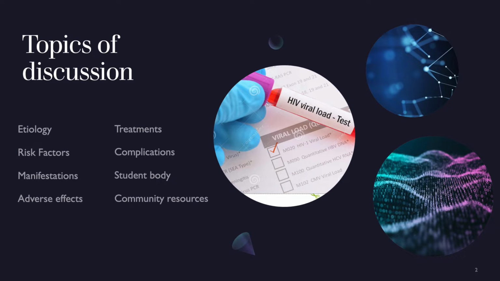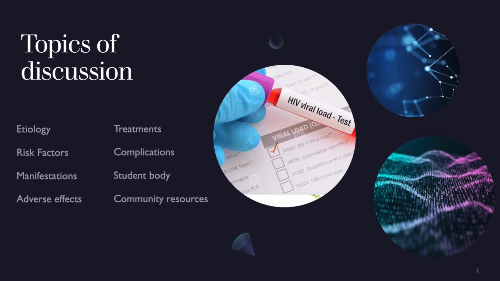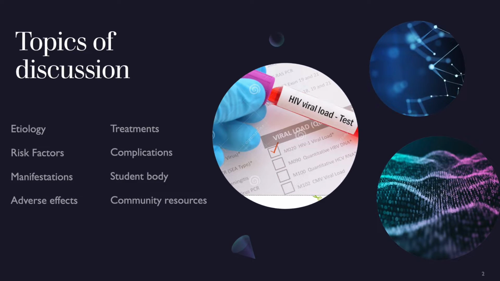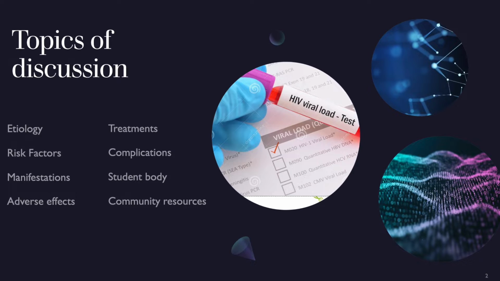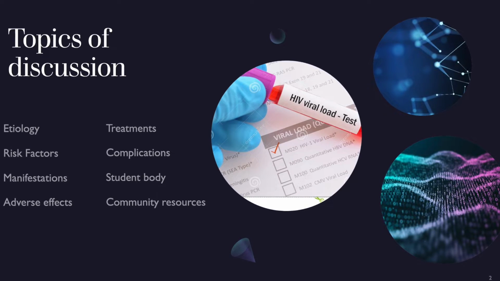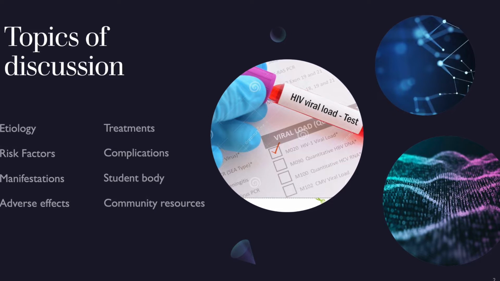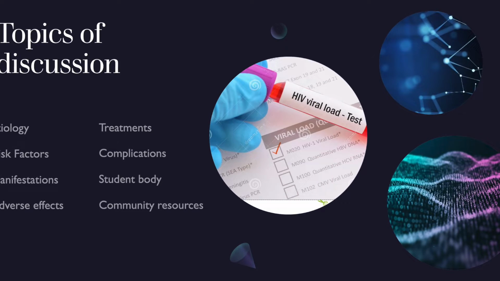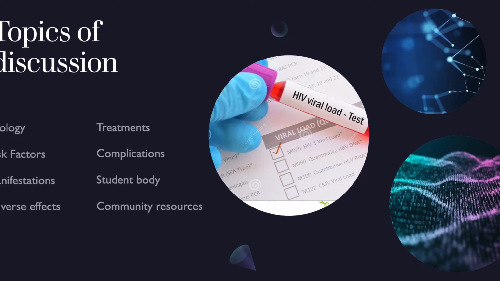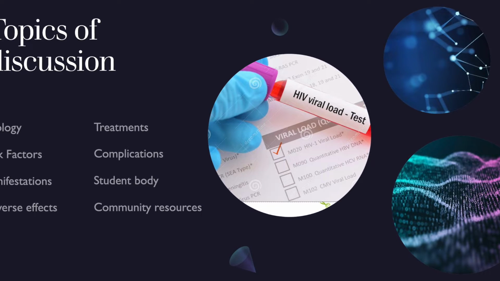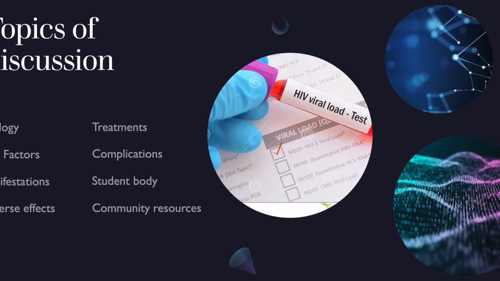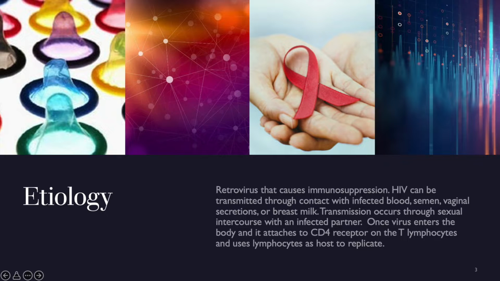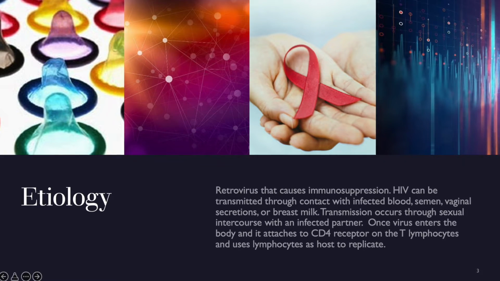To discuss prevention of HIV, we really need to discuss some other topics as well. So in this video, some things we'll be talking about today will be the etiology of HIV, risk factors of contracting the disease and how to reduce these risk factors, manifestations of it, what does it look like, adverse effects of the treatment and adverse effects of the disease, of course, different treatment options and complications. We're going to talk about promoting health in the student body, and of course, we'll wrap up with some community resources for y'all.